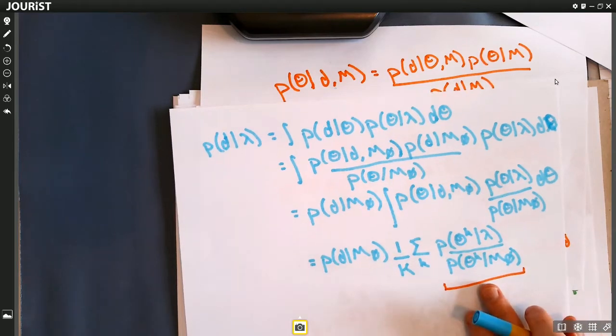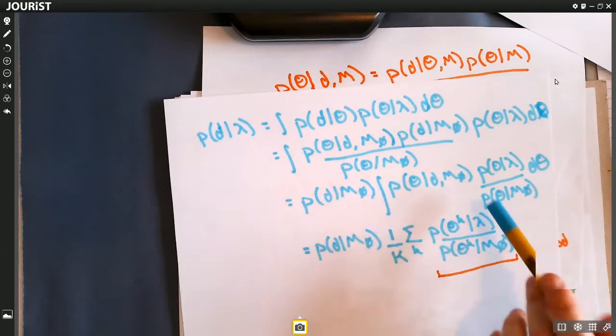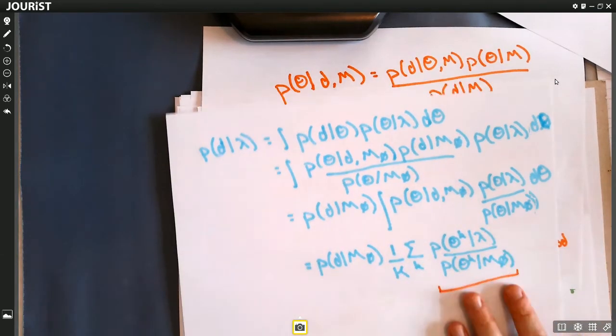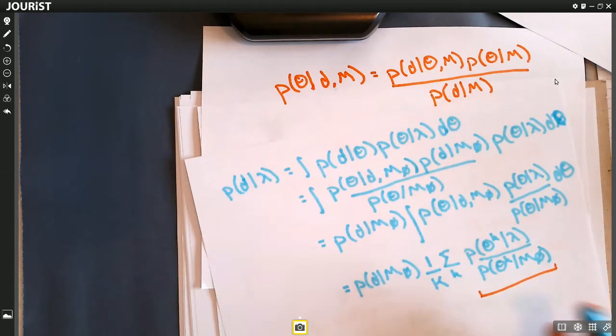Okay, so that might take a bit of thought. I don't think that's a particularly intuitive way of understanding that. But you can hopefully also see that this works out just as if you were trying to recalculate.